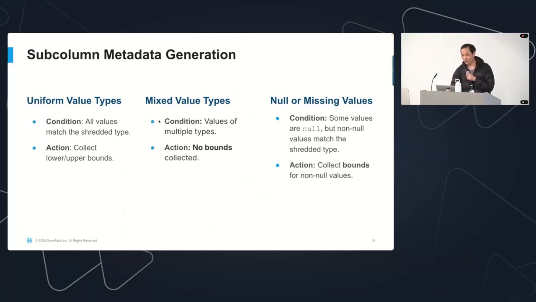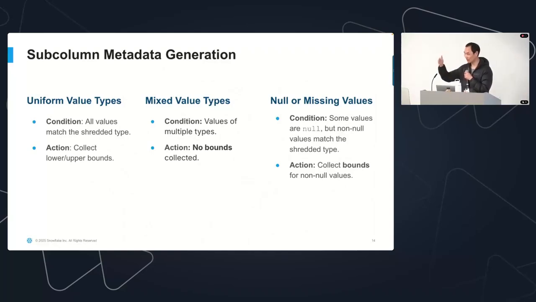Now, if it contains multiple types, for example, it has string or int, then we're going to skip. We will not save bounds. We will not collect bounds because even if you collect them, you cannot use them. Because of type promotion, you have to check. You cannot directly use the metadata.